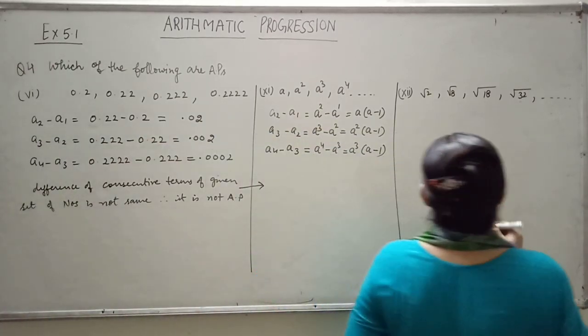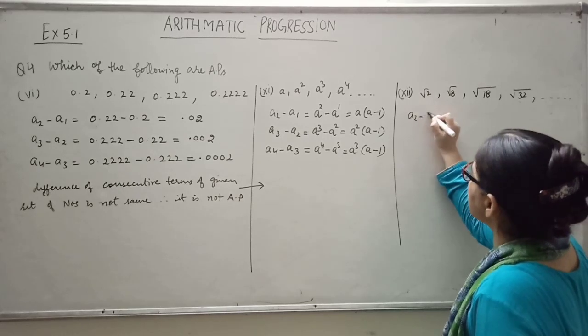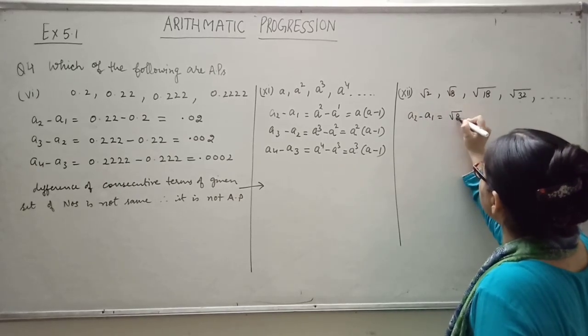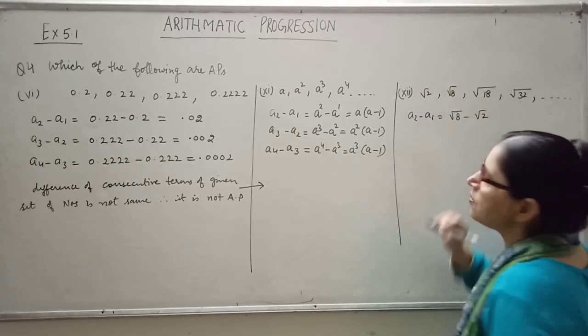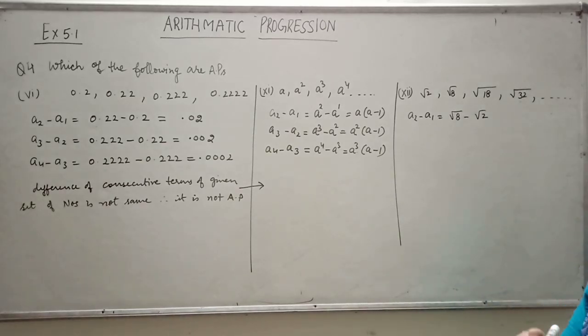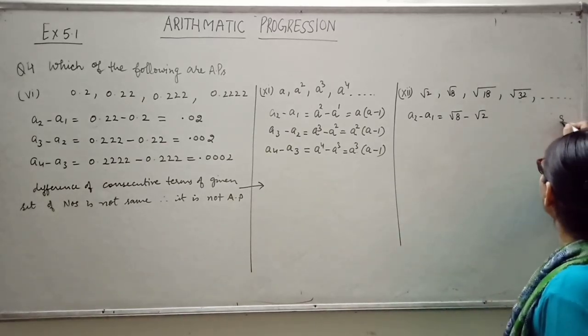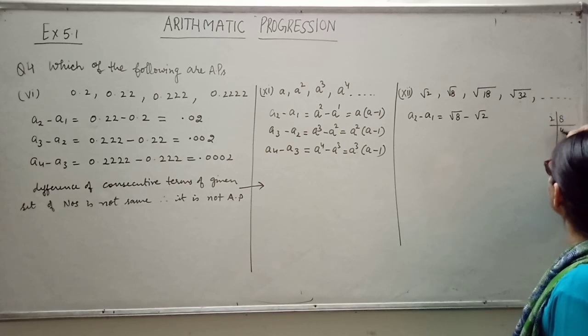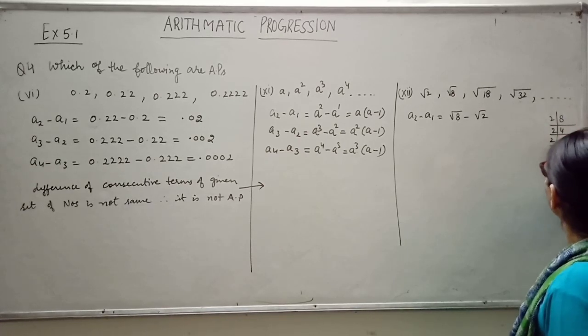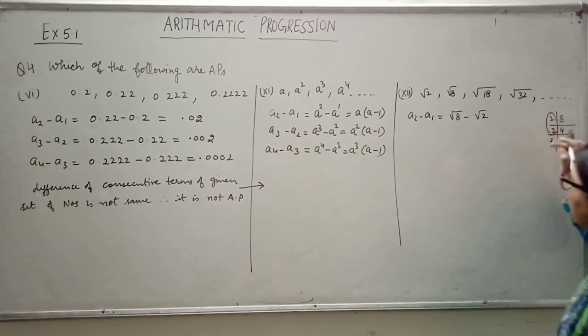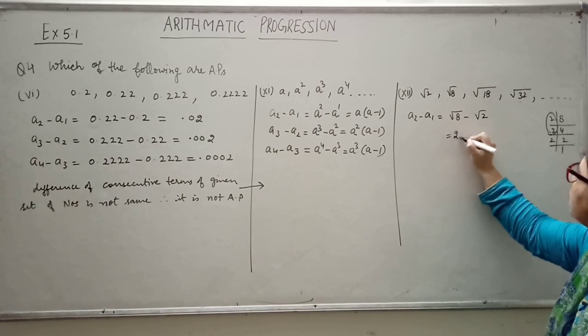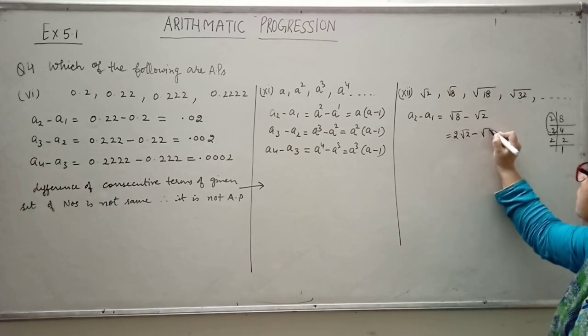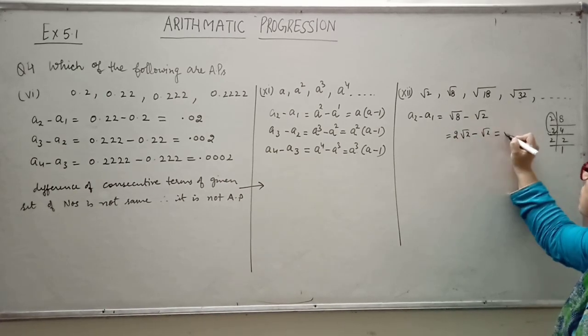Now come to this question. Now A2 minus A1, that is root 8 minus root 2. We need to simplify because it is possible to get its factors. So अगर 8 के factors बनाते हैं PF, this is like this. देखो ये 2 बाहर आ जाएगा ना. This is 2 root 2 minus root 2. This is 2 root 2 minus root 2 is root 2.